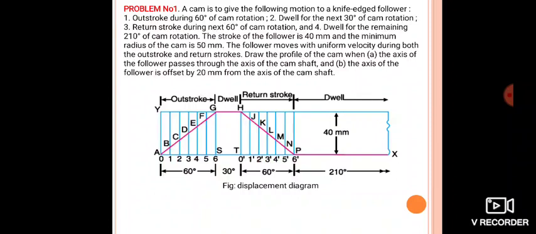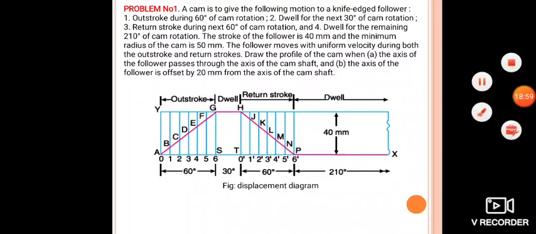And they supposedly ask two cases: the axis of the follower passes through the axis of the camshaft, and the axis of the follower is offset. Two types of question they asked. That means the central axis is the same, and the other is the offset case. The offset is 20 mm from the axis of the camshaft.